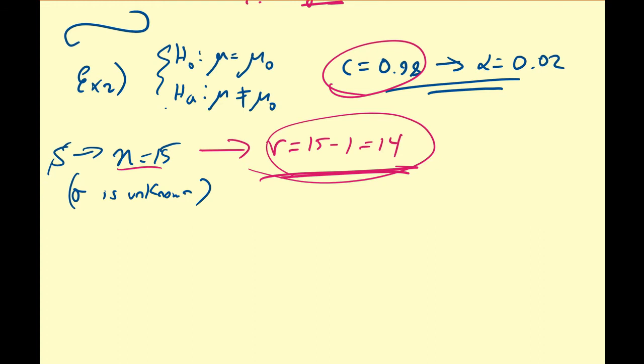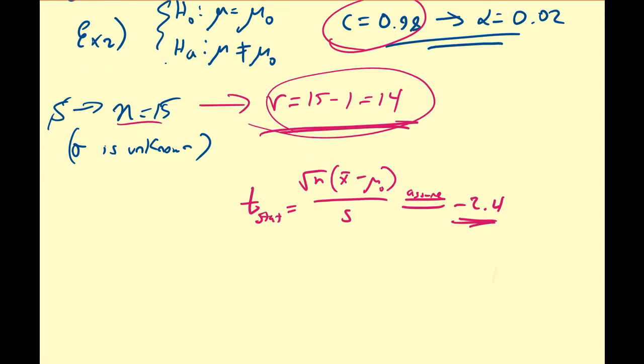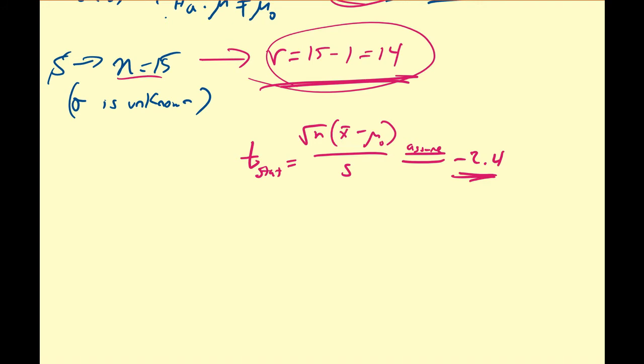All right, so what is our test statistic equal to? So t-stat is going to be equal to the square root of n times x bar minus mu 0 divided by the standard deviation of the sample. And let us assume that this value for our sample comes out to negative 2.4. This is what I wanted to say. So this is not a critical value, but this is a test statistic. So is this significantly small?